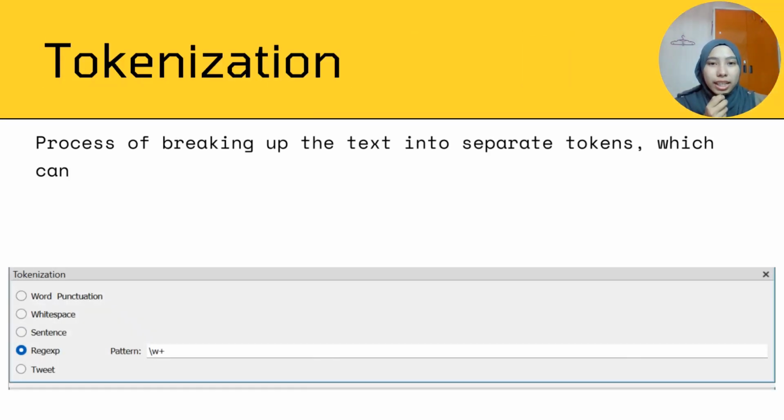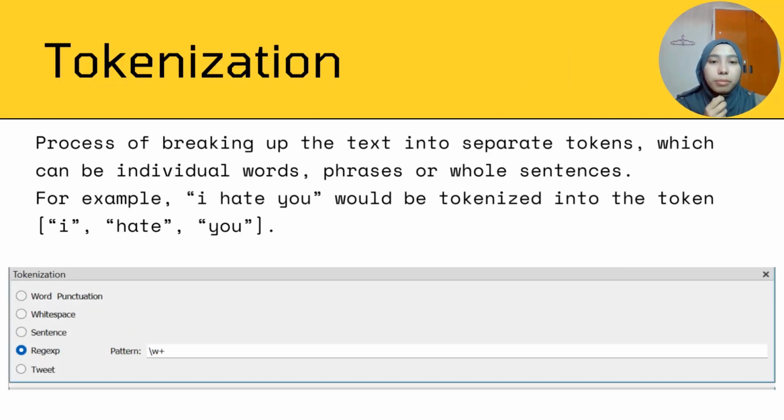The next process is tokenization. Tokenization is the process of breaking up the text into separate tokens, which can be individual words, phrases, or whole sentences. For example, "I hate you" will be tokenized into the tokens I, hate, and you. So in our project, we choose RegExp. I'm not sure how to pronounce it, but it will split our sentences into tokens or words and omit any punctuation. So it is the easiest way to tokenize compared to other choices.